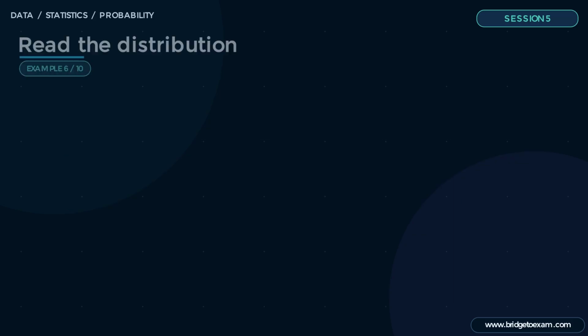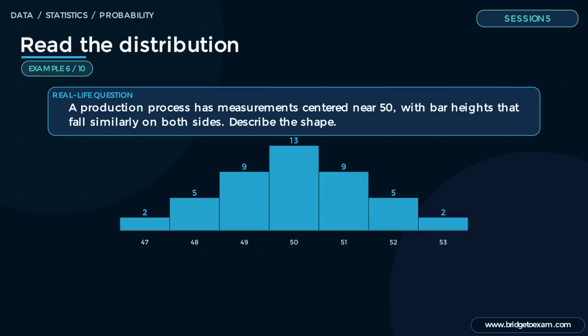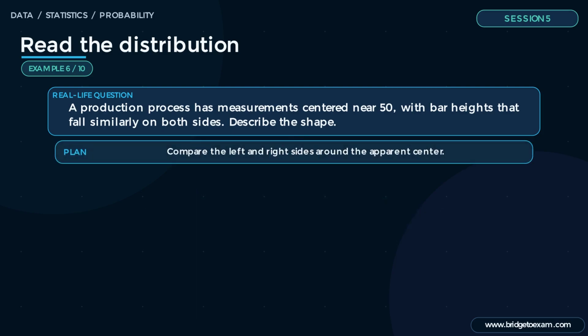Example 6. A production process has measurements centered near 50, with bar heights that fall similarly on both sides. Describe the shape. Plan. Compare the left and right sides around the apparent center. Step 1. The highest frequencies are near 50.